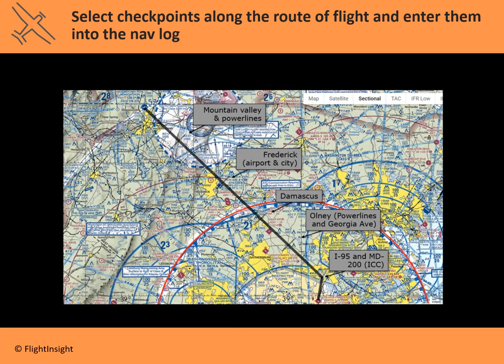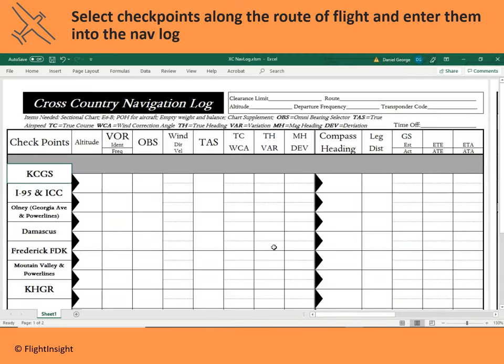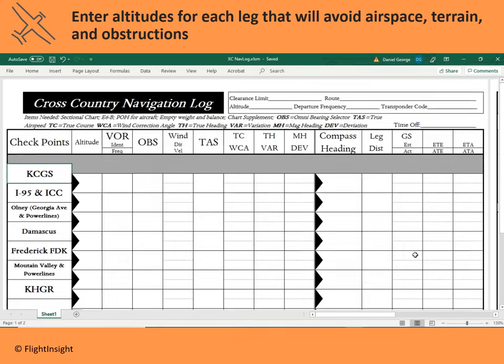And again, we've got them checked off on our sectional chart. So we're going to have both of these things, the sectional chart with the checkpoints ticked off and the nav log with the checkpoints written out on there, so that we can use this for navigation. Now we can start putting altitudes in for the route of flight.